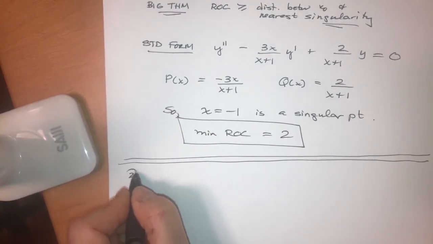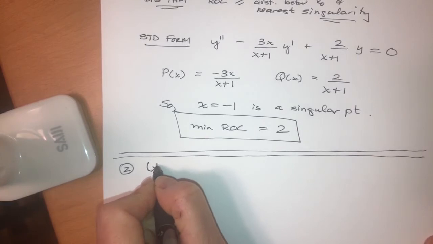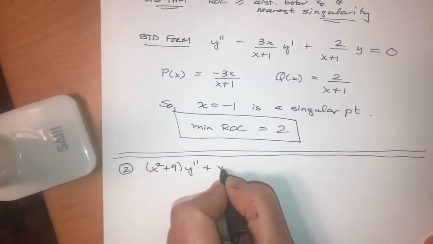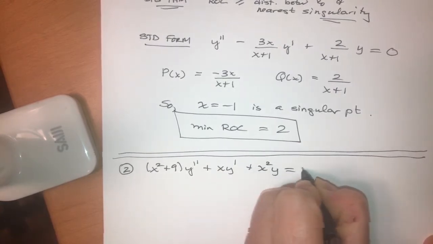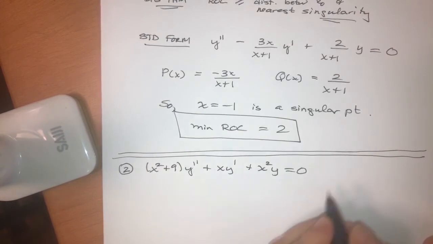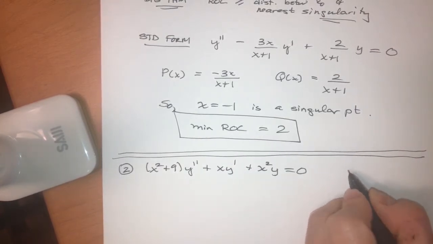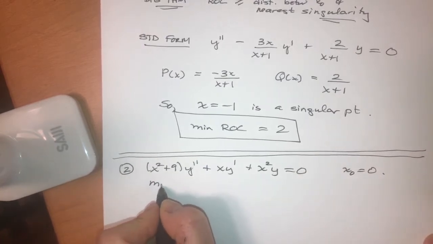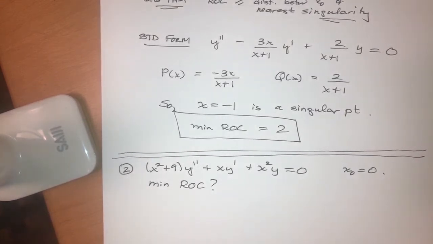So let's take this creature. Let me find my creature. Here's my creature. Let's take x squared plus 9 y double prime plus xy prime plus x squared y. And let's figure out what the minimum radius of convergence would be if I were to expand about the ordinary point x sub 0 equals 0. Okay, so we're looking for the minimum radius of convergence here.